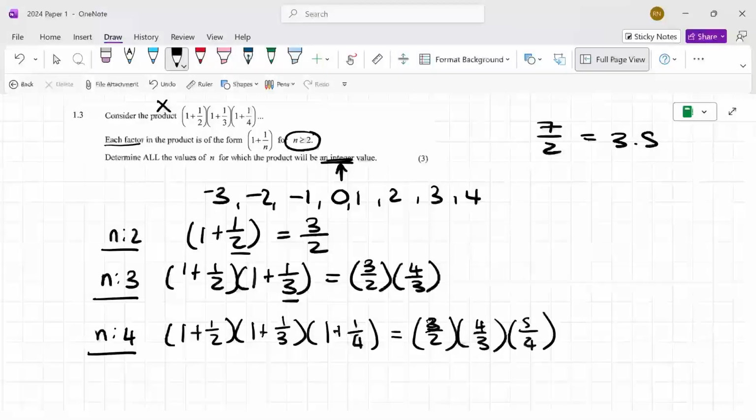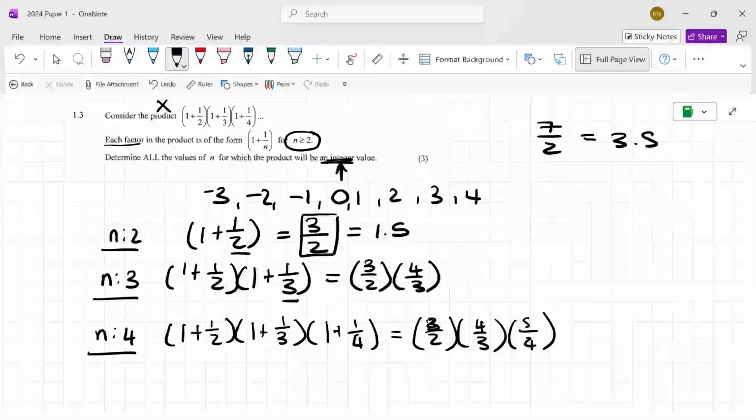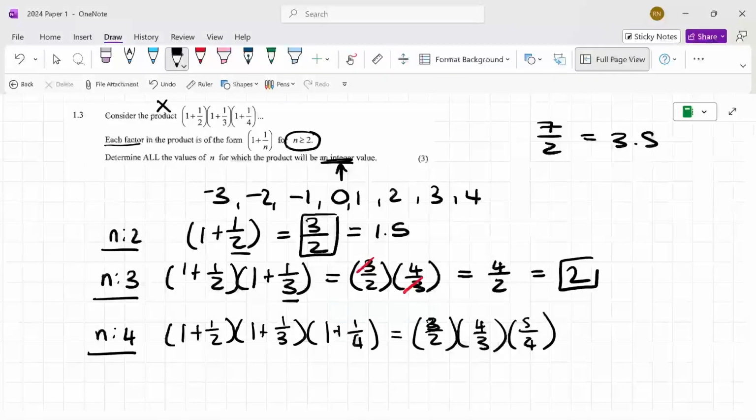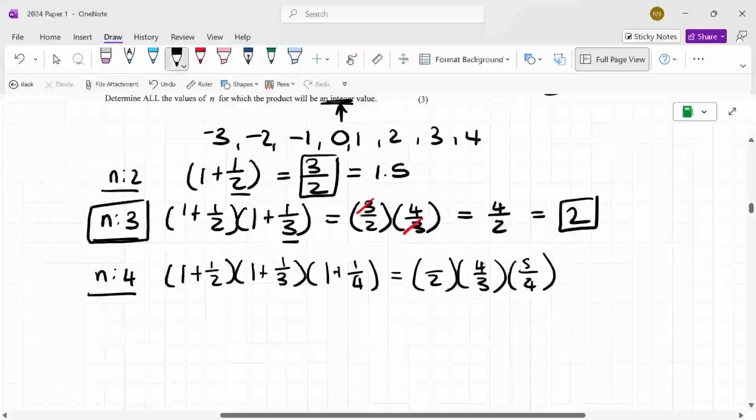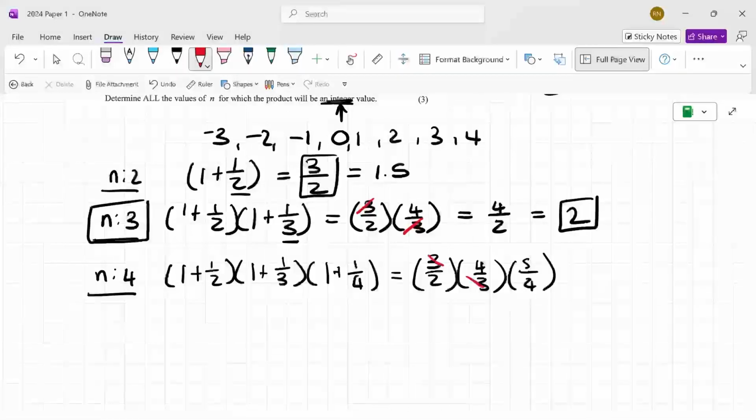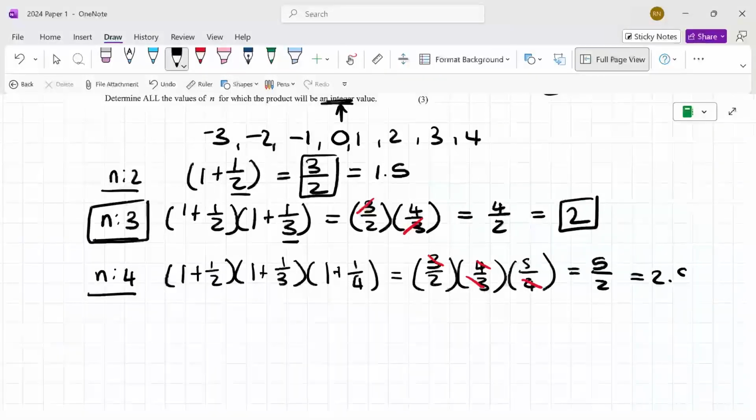N has to be greater than or equal to 2. Let's see, what does this first one give us? When n equals 2, we get 3 over 2, and that's not an integer. That's going to give us 1.5. But with this one, can you see that I can cancel out these threes? I'll be left with 4 over 2, and that'll give me 2. 4 divided by 2 is just 2. So that gives me an integer. So when n equals 3, I get an integer. Let's see, when n equals 4, the 3's cancel out here and the 4's cancel out here. But I'm left with 5 over 2, which is 2 comma 5, which is not an integer.